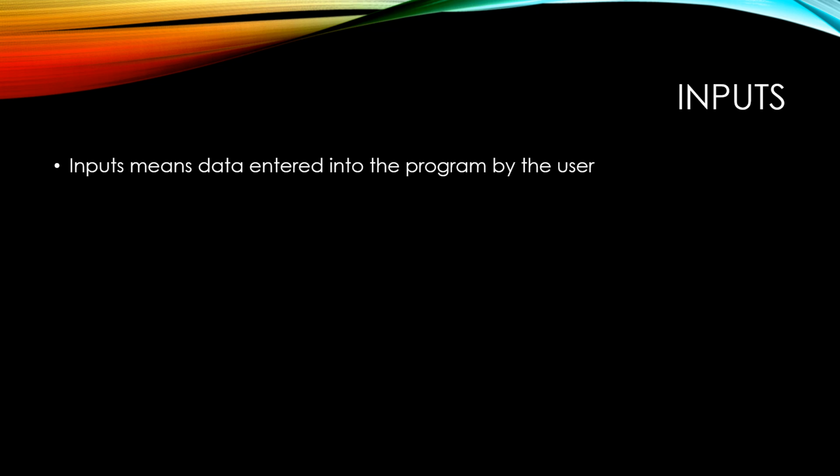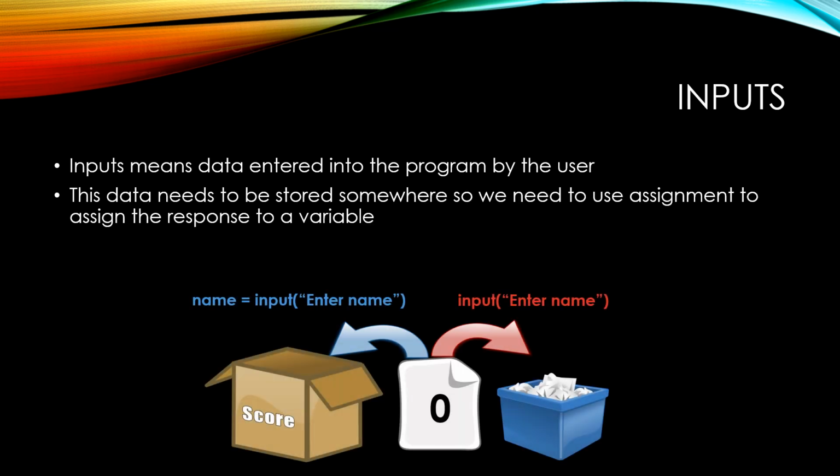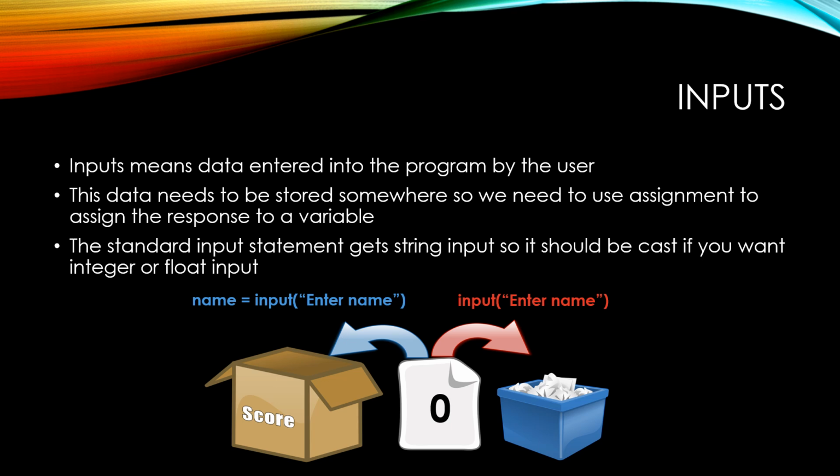Input means data entered into the program by the user. This data needs to be stored somewhere, so we need to use assignment to assign the response to a variable. If we forget to assign the response to a variable, we are effectively throwing away the input that the user gives us. The standard input statement gets string input, so it should be cast if you want integer or float input. We'll be talking more about casting in an upcoming video.